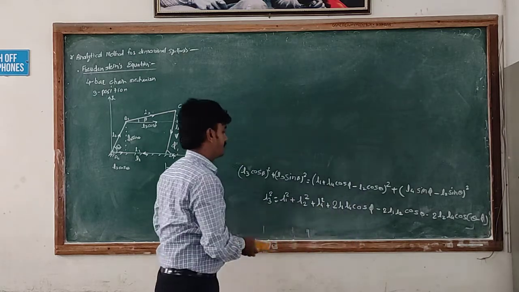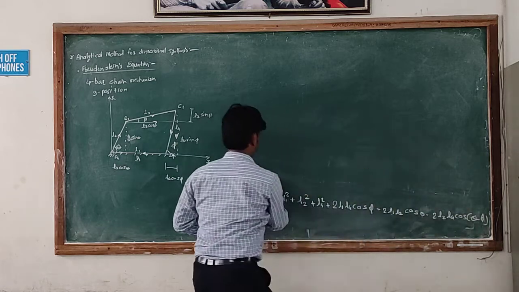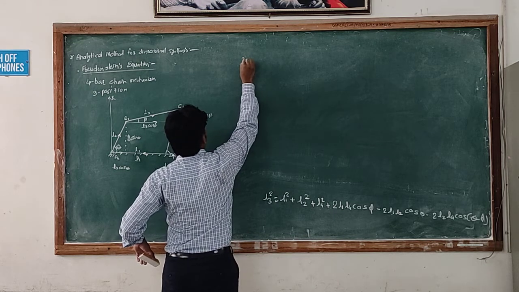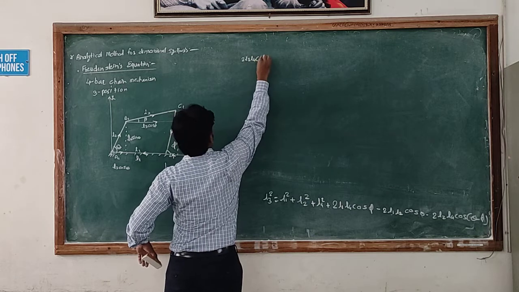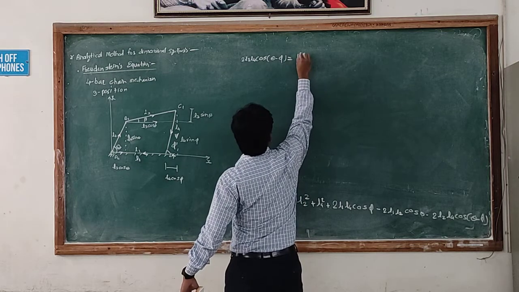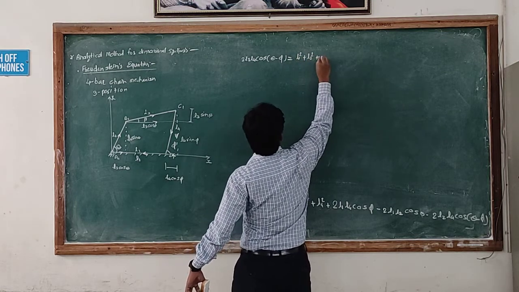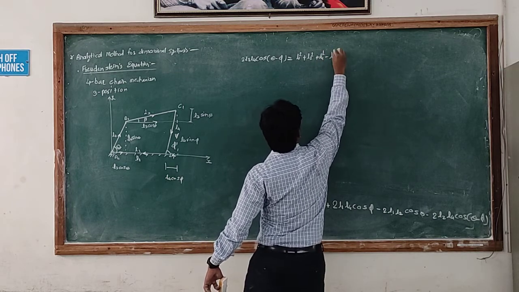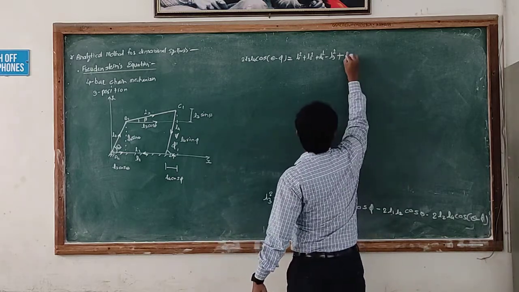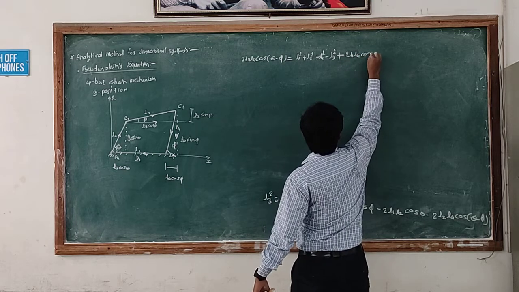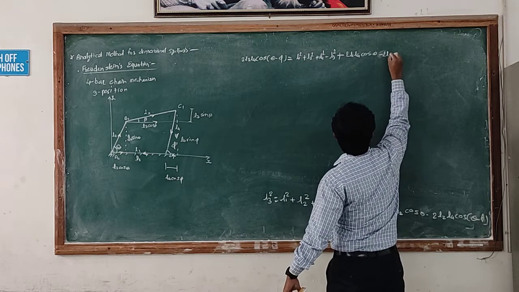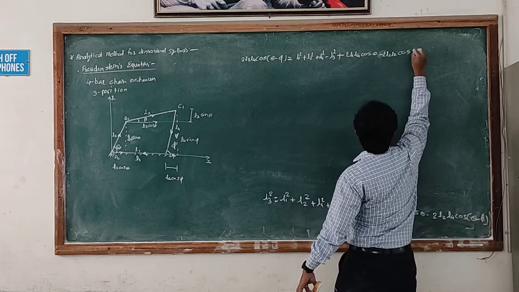we need to simplify this equation. Then 2 L2 L4 cos of theta minus phi is equal to L1 square plus L2 square plus L4 square minus L3 square plus 2 L1 L4 into cos of phi minus 2 L1 L2 cos of theta.